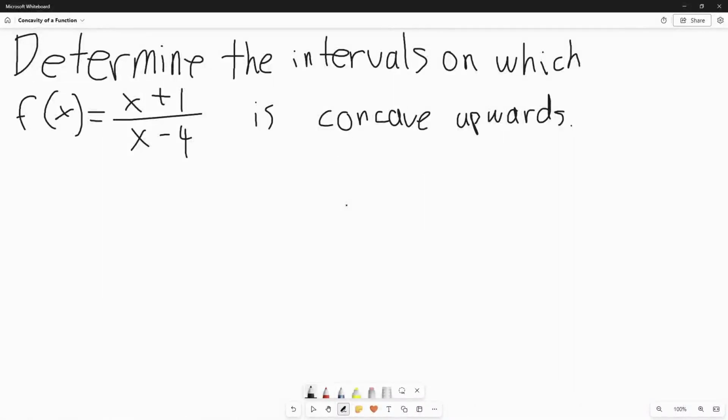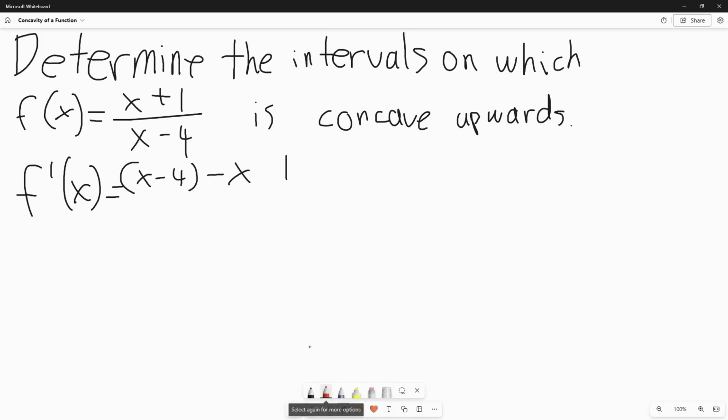Now, let's do another practice problem. If you think you know how to do this one, pause the video and do it. This one says, determine the intervals on which f of x equals x plus 1 over x minus 4 is concave upwards. And again, as always, the first step we need to do is find the second derivative of f of x. So the first derivative, f prime of x, is going to be equal to x minus 4 minus x plus 1.